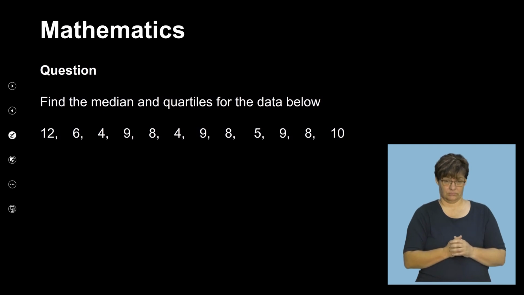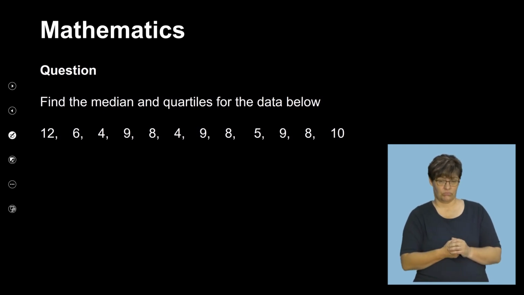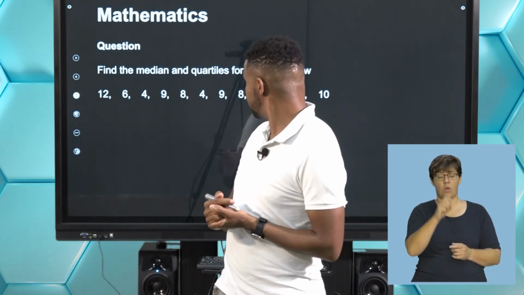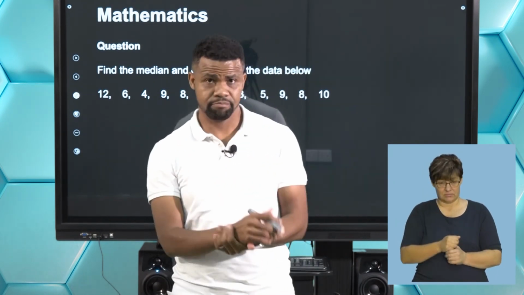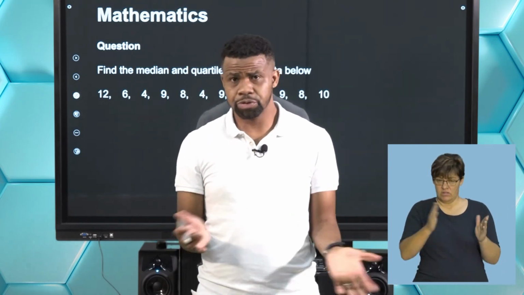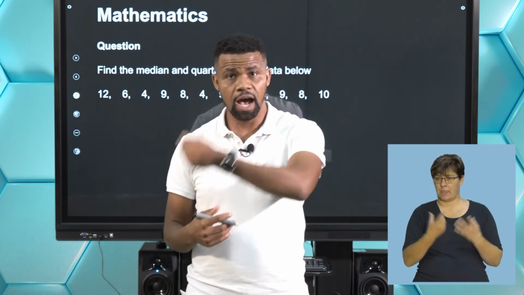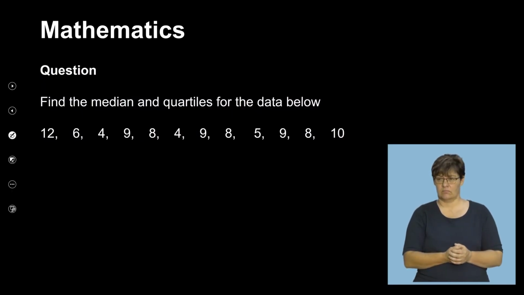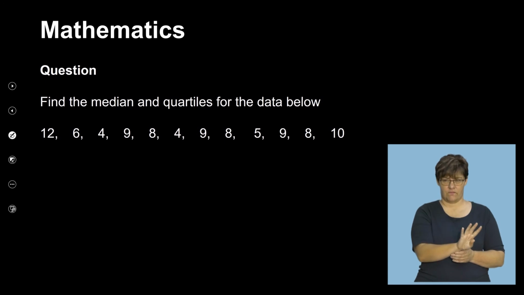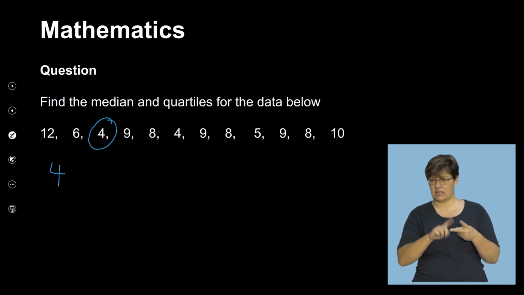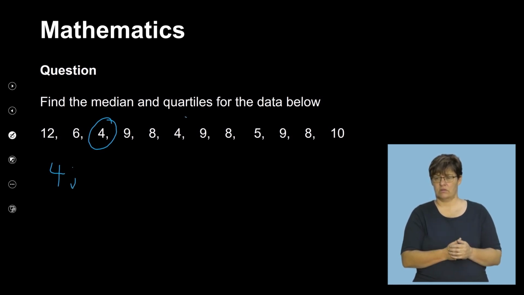So there is a question to try, okay? So find the mean, median, and quartiles for the data below. What do we do? We have to arrange the data from the lowest to the highest. Let's do that together. So I'm going to try my lowest. I see it's 4. I'm going to put 4 there. Then what is the second data? I have another 4 there. It's important to cancel the data once you've used it.